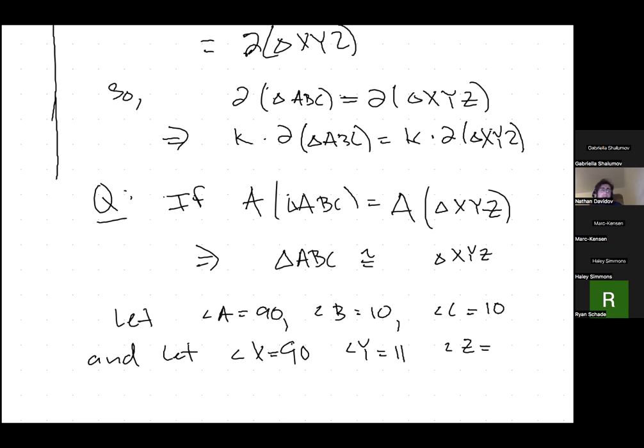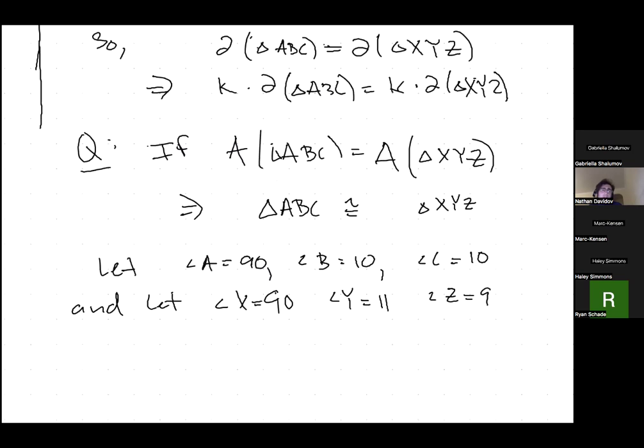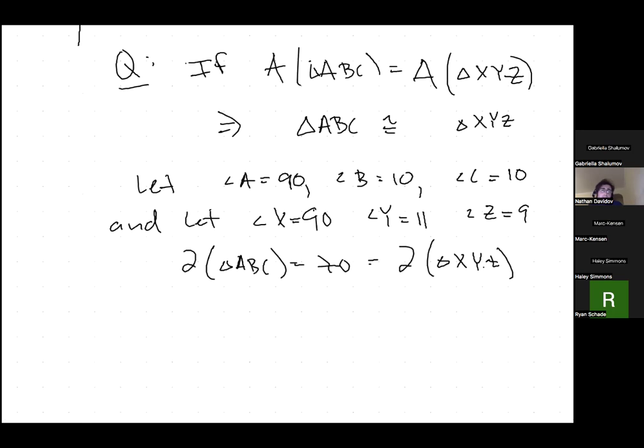Look, if you were to calculate the defect here, the defect of ABC is equal to, let's see, this is 110, so 70, which is equal to the defect of triangle XYZ, as you can see. You just do 180 minus 90 plus 11 plus 9. So these two areas are the same, but clearly, because the angles are different, they cannot be congruent.